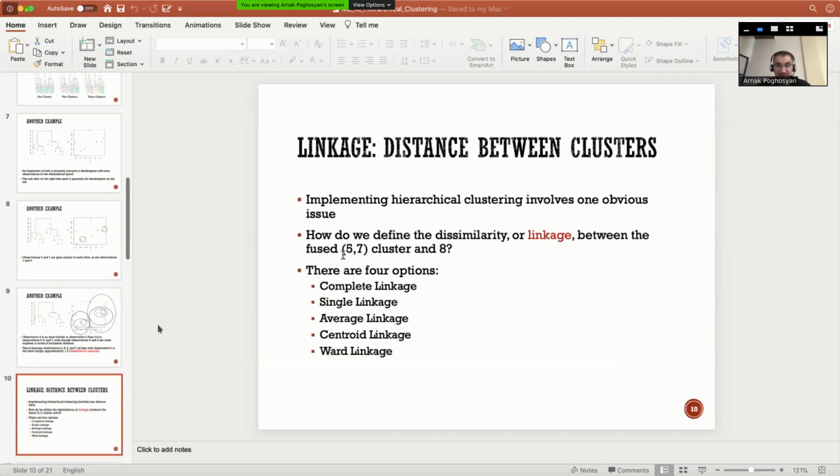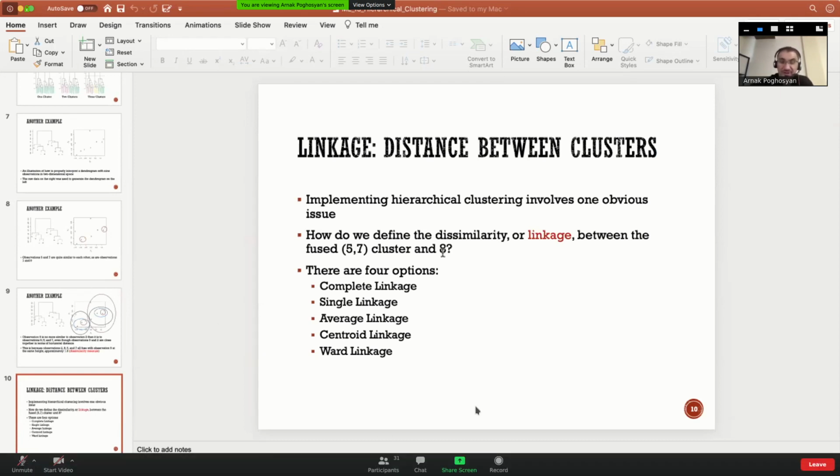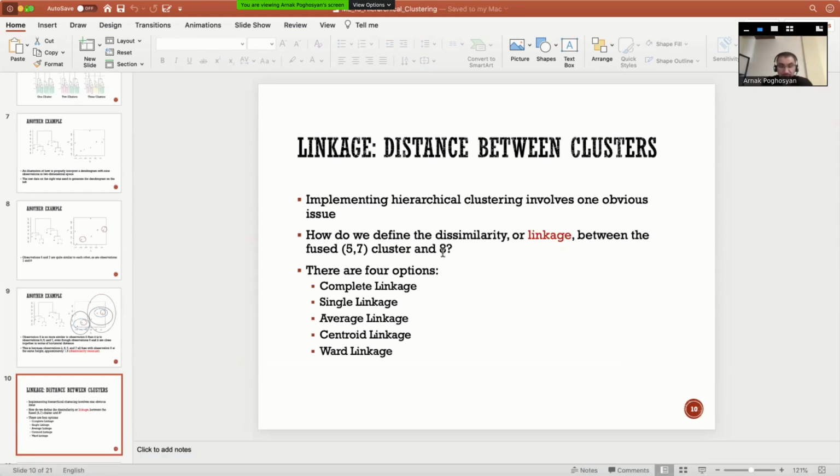For example, here 5 and 7 as a separate cluster, and you are trying to understand, can you merge 8 with this cluster or no? If they are close, you are merging. If not, then you are waiting. So ideas here can be different. At least you see here five different approaches. Our sklearn library has all those possibilities.